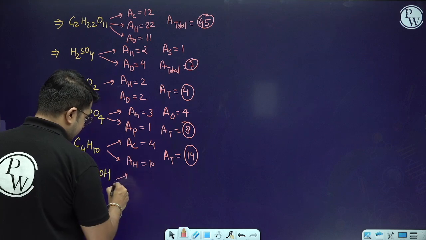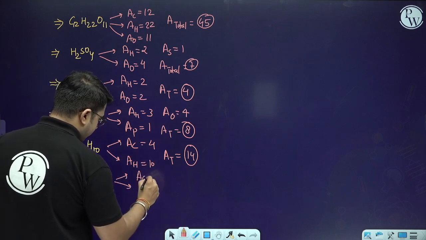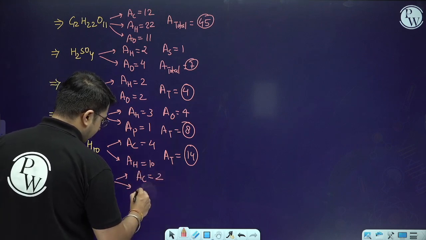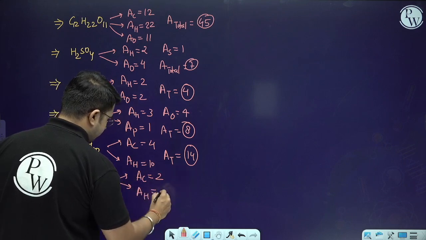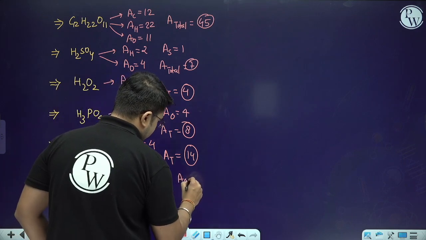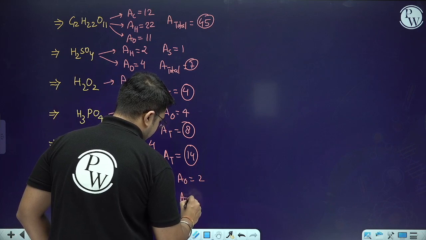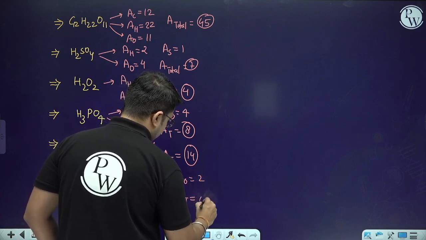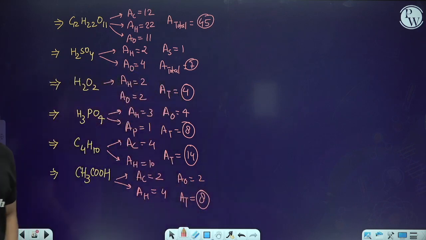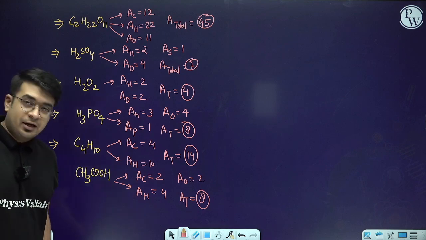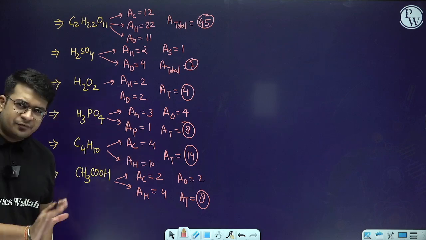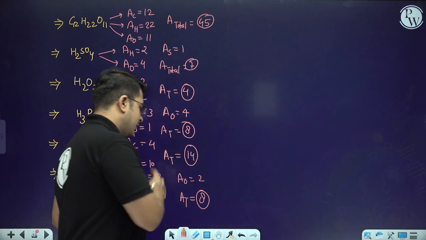In this case, atomicity of carbon is 1 and 1, 2. Atomicity of hydrogen is 3, 1, 4. Atomicity of oxygen is actually 2. And atomicity total will be 8. Okay, and that's how you can calculate the entire part related to atomicity. I hope this entire part is clear. Very, very simple analysis related to atomicity.